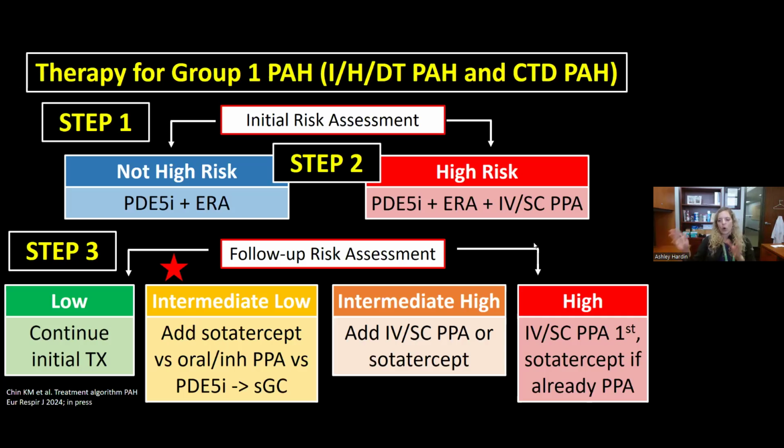For high risk patients, if they're already on a PDE5 inhibitor, endothelin receptor antagonist, and IV or subcutaneous prostacyclin, we're adding sotatercept. We'll talk a little bit about the ZENITH trial results that were just presented at the ACC. And then going to the other end, if they're low risk on follow-up assessment, we're going to continue their initial treatment. So if our patient follows up and they're low risk, continue treatment. They're high risk, we're adding sotatercept. They're somewhere in the middle, we're making a different decision based on intermediate low or intermediate high risk.